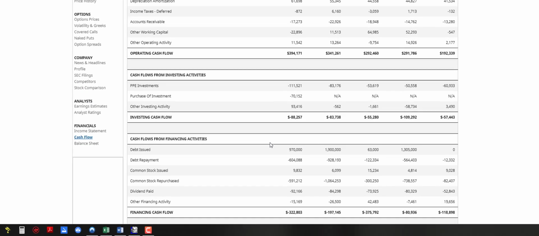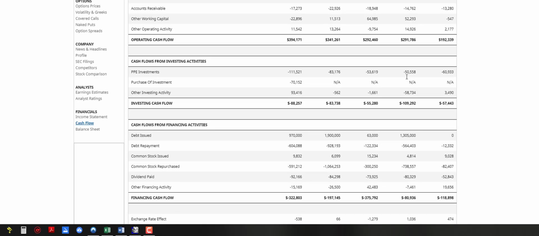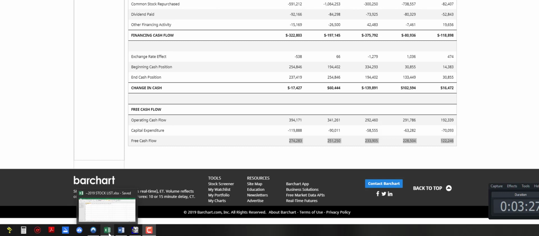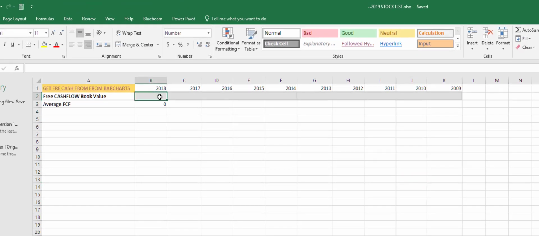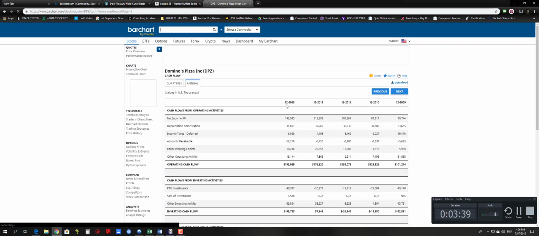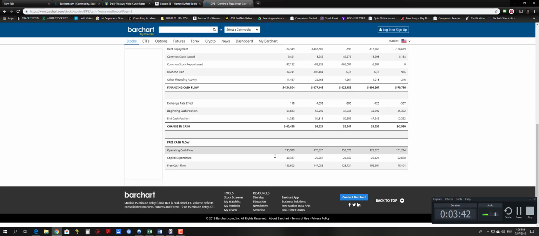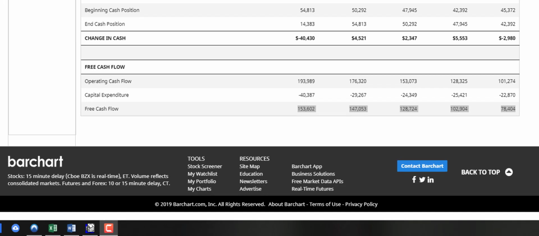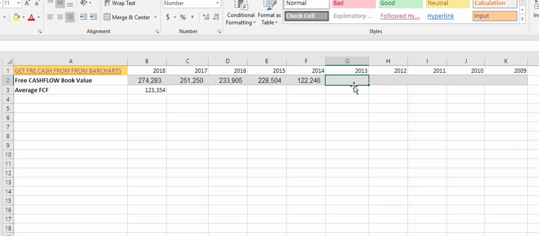So basically up the top here we've got years 18 down to 14. I'm going to copy those, the bottom row, free cash flow, from left to right, from 2018. I've got a spreadsheet set up here which will just capture these numbers. Then go back to the main page, go right up to the top and click next, and you want to go 2013 to 2009, scroll right down, bottom line, and copy these items. Go back to your main page and paste it in there, and I've averaged it out.